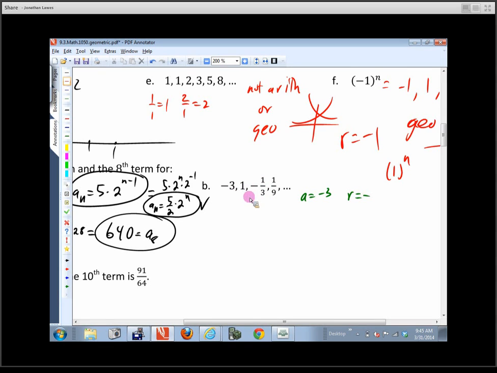-1/3 divided by 1, -1/3. 1/9 divided by -1/3, -1/3. So the common ratio is -1/3. So here's our nth term formula. First one is -3. Ratio is -1/3 to the n minus 1.